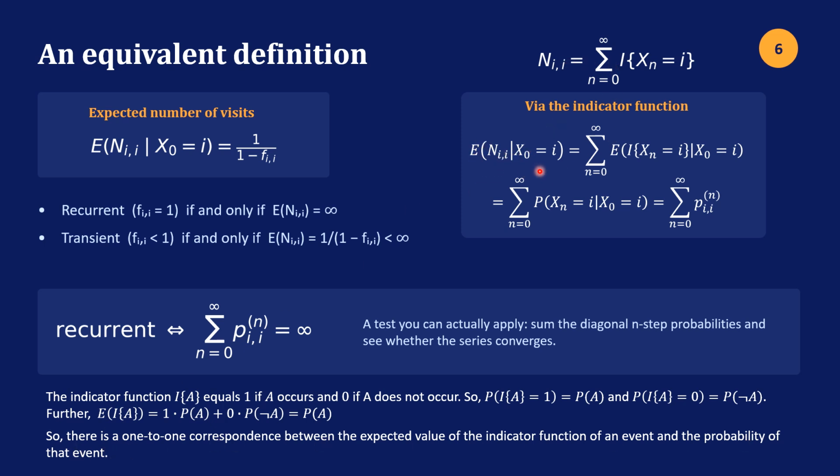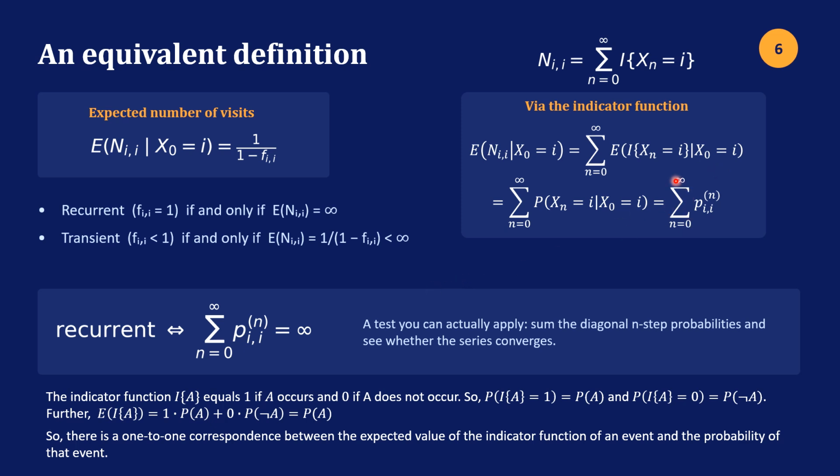So we take the expected value of n sub i given x sub 0 equals i, the same thing we did here. But then we plug this in, and we take the expected value of this given x sub 0 equals i. And from what I just said, this is the probability of x sub n equals i given x sub 0 equals i. And this is just the sum over the probabilities of going from i to i in n steps, from n going from 0 to infinity.